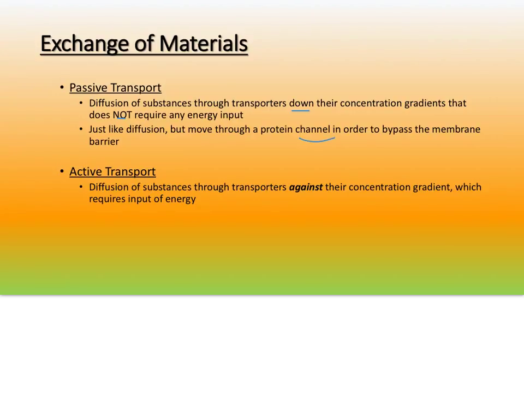We need some sort of channel to go through the membrane, because these molecules can't just move through the membrane on their own. Now, sometimes we also refer to this as facilitated diffusion. So if it is facilitated, it has a helper, right? It is something to facilitate it. It's going to be some sort of helper.